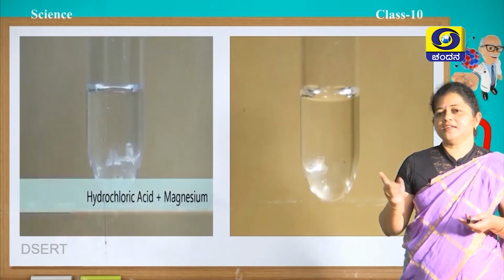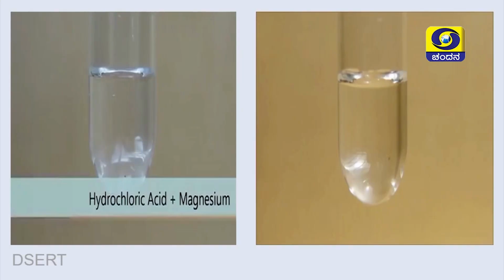Now, you can see the two metals floating. See here, you can see the metals floating on the surface.